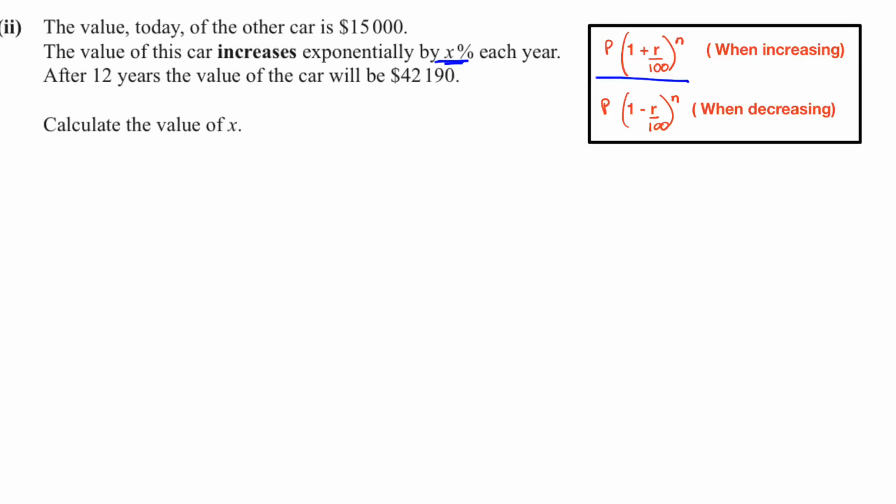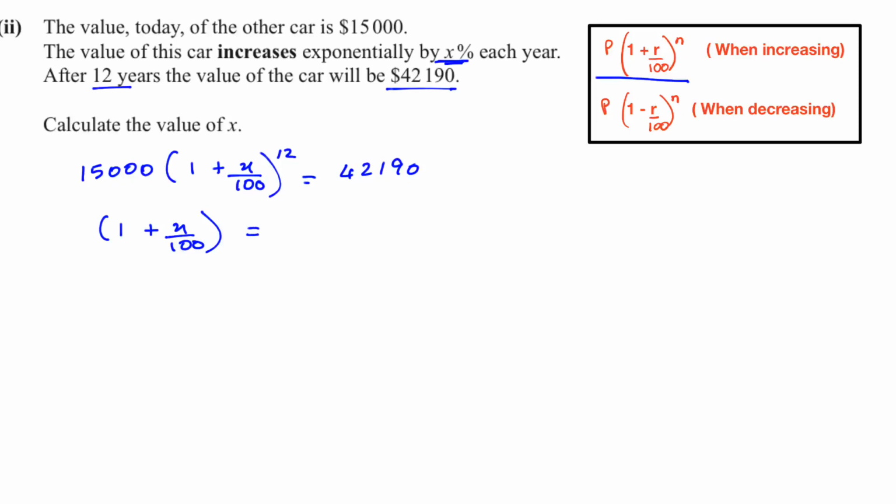So let's write down our P is 15,000, 1 plus x over 100, the number of years is 12, is equal to, after 12 years, the cost of the car will be 42,190. So we have to basically find x. 1 plus x over 100 is equal to 42,190 divided by 15,000. And the power here is 12. So when we remove the power and give it to the other side, it will be 1 over 12.